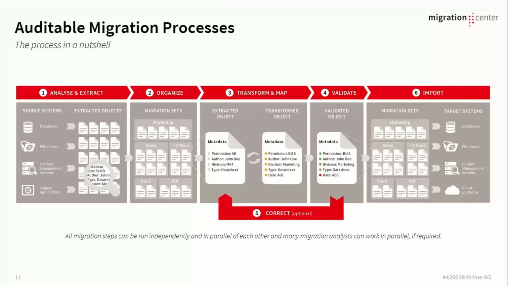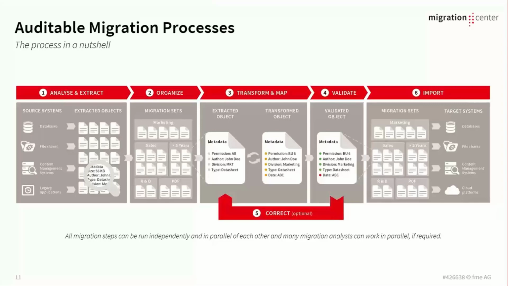Yeah, our auditable migration processes. This is a basic process in Migration Center where we divided the whole process into basically 6 phases, from analyze and extract to import. And also within the test data scenario, you mostly work, let's say, in the transform and map phase and the validate phase. So basically that's where the magic happens in terms of transforming the attribute values and concealing attributes or skipping the content, changing the content location, or updating attribute values and so on.